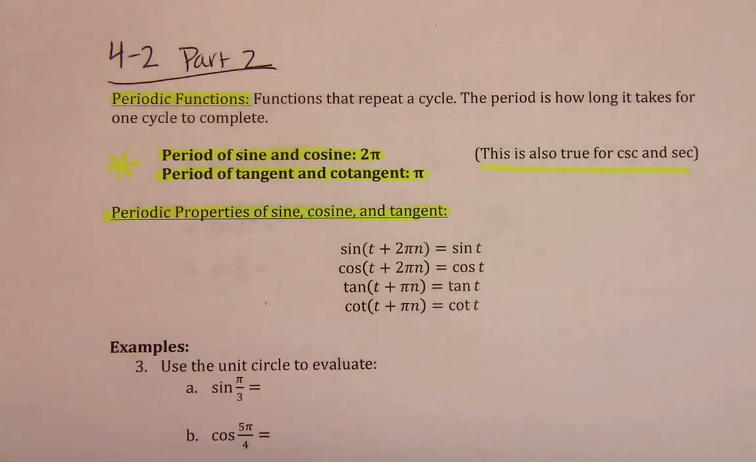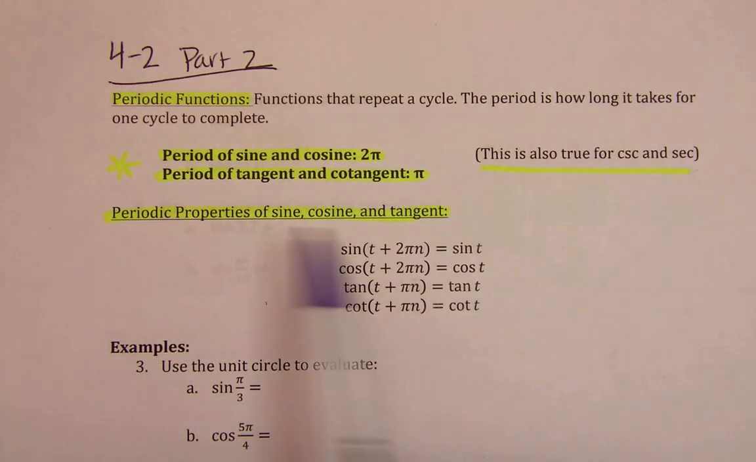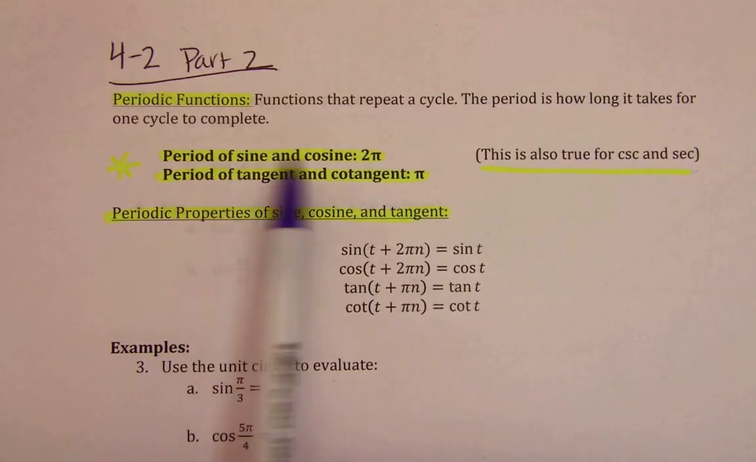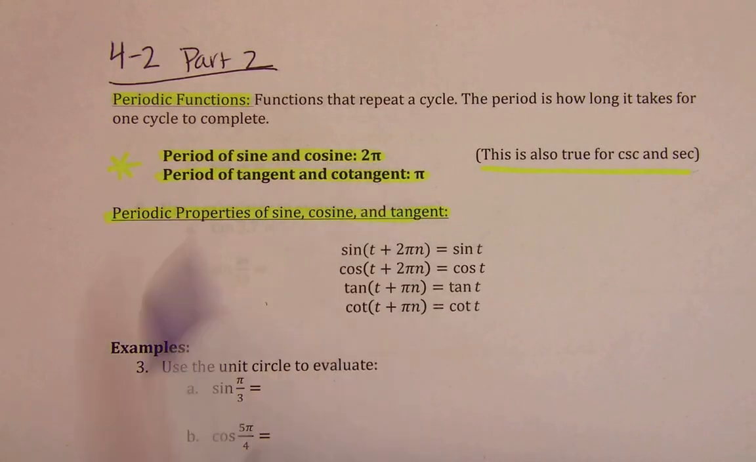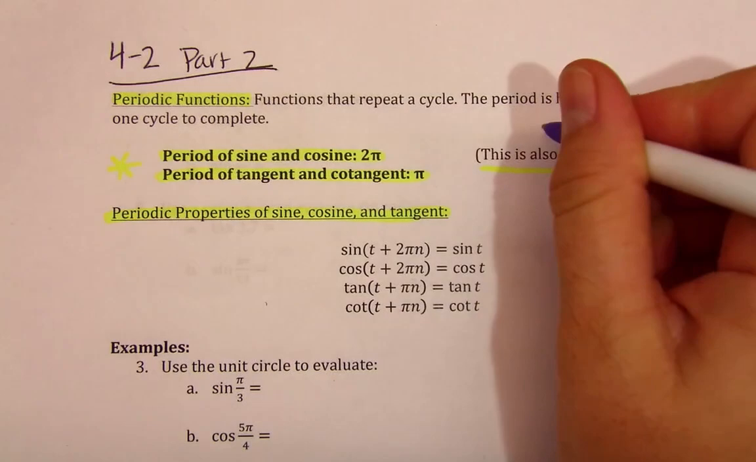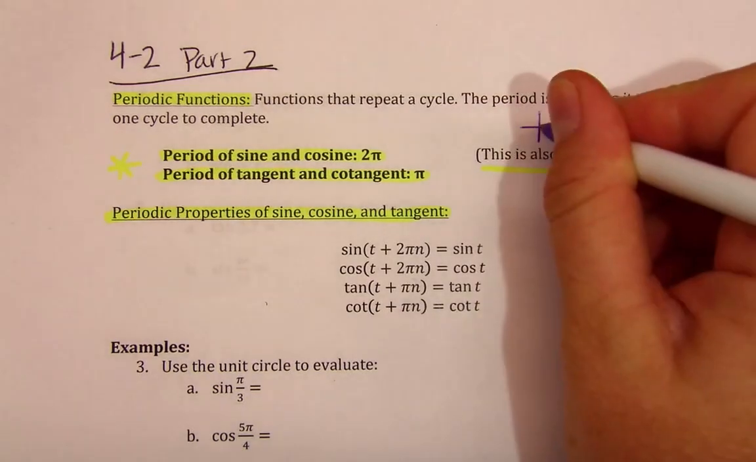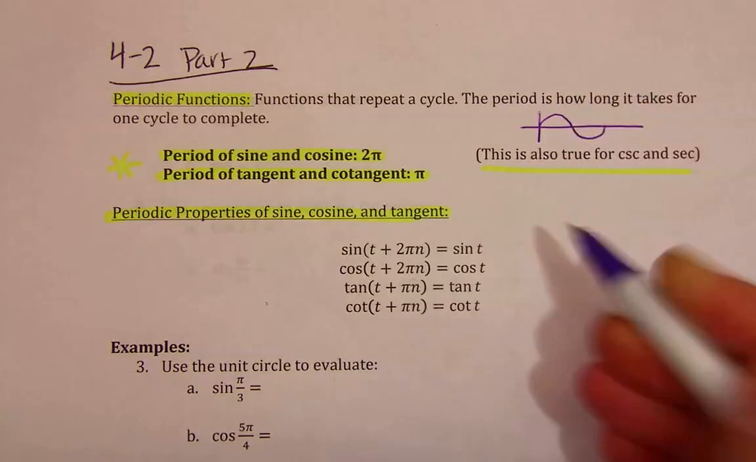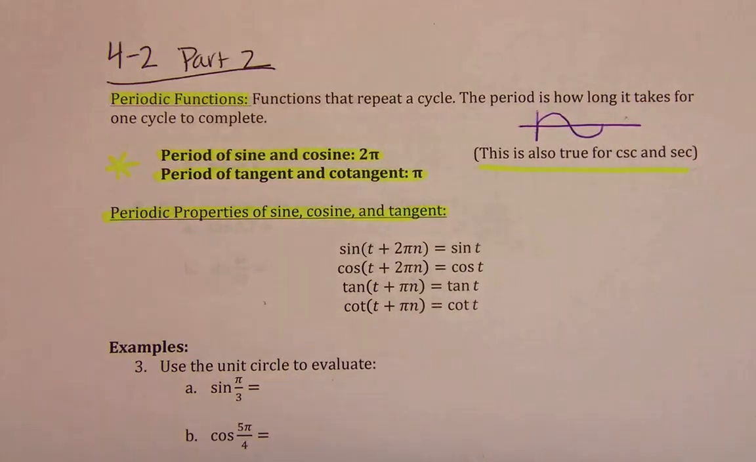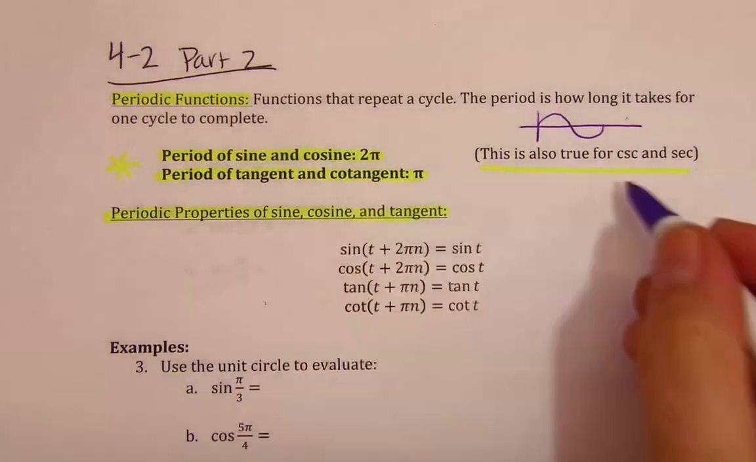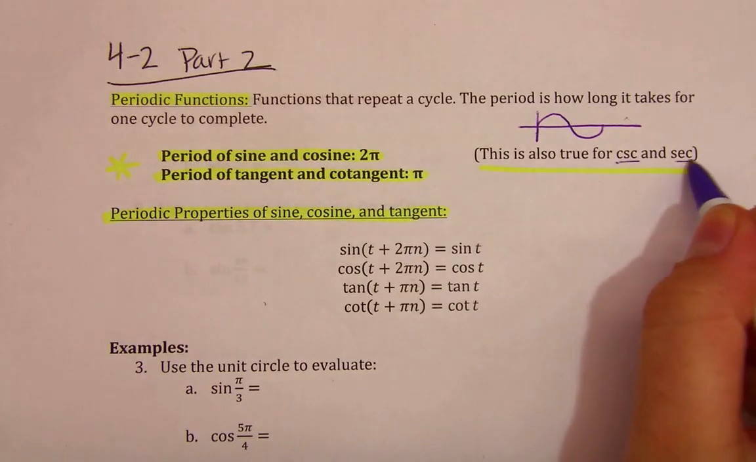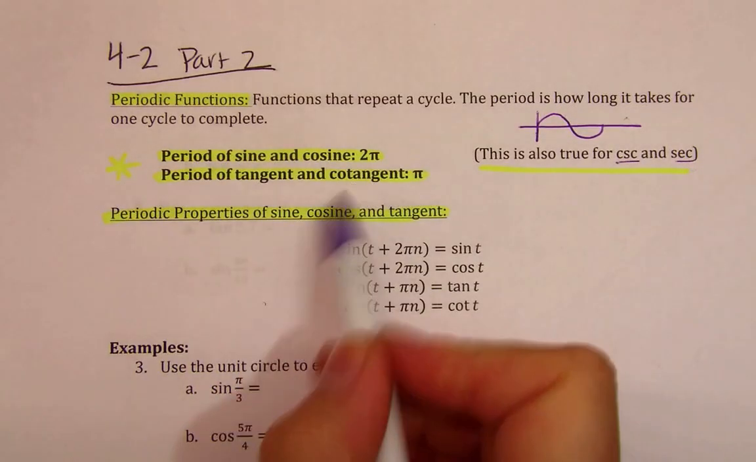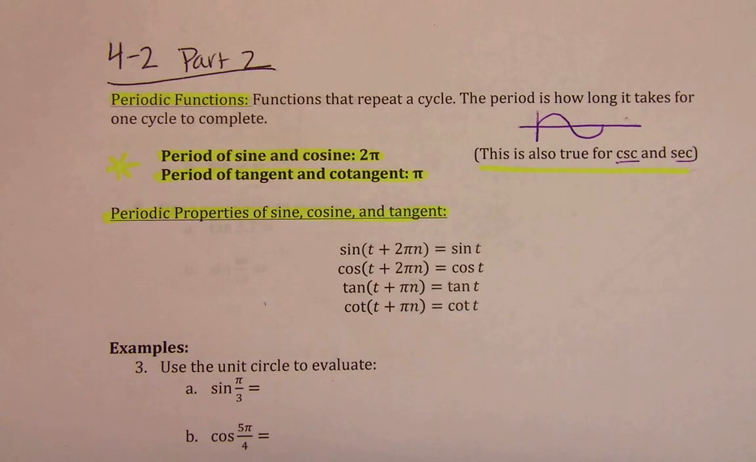Okay, so this is part 2 of section 4-2, and we're looking at periodic functions. Just a reminder, we talked about this a little bit already, but for sine and cosine, their period is 2 pi. And what we mean by that is that's how long it takes for a cycle of their graph to complete, and then after that, they just keep repeating the same values. It's also 2 pi for cosecant and secant. However, tangent and cotangent have a period of pi. Those are the only ones with the shorter period.